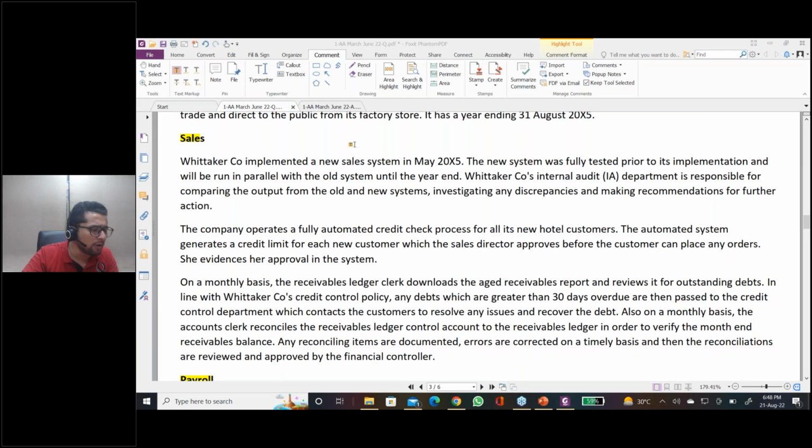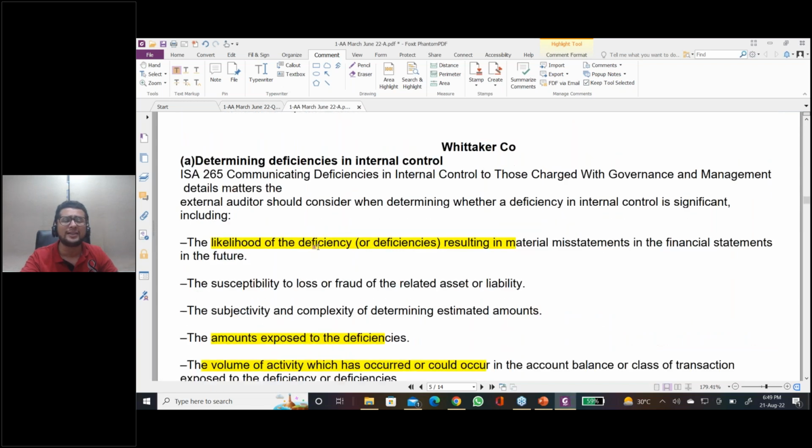So I hope you have identified three key controls. So the company implemented a new sales system in May 20x5, and the new system was fully tested prior to its implementation and will be run in parallel with the old system until the year end. And the internal audit department is responsible for comparing the output from the old and new system, investigating any discrepancies, and making recommendation for further action. That's beautiful and that's perfect.